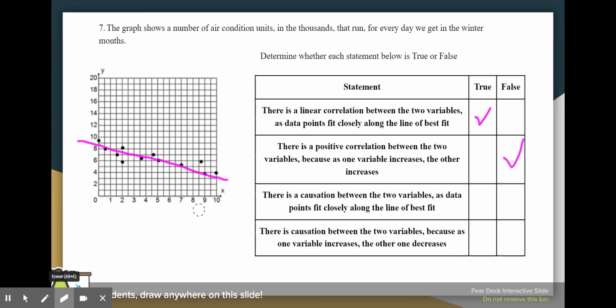There is a causation between the two variables. Well, it says the number of air conditioning units in the thousands that run for every day we get in the winter months. I would not say that's causation. There's causation between the two variables because as one variable increases, the other one decreases. That has nothing to do with causation. It's false.